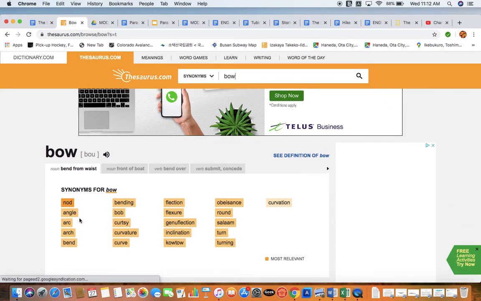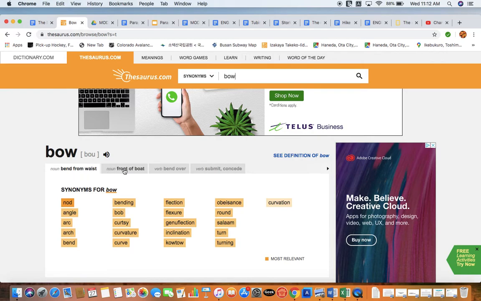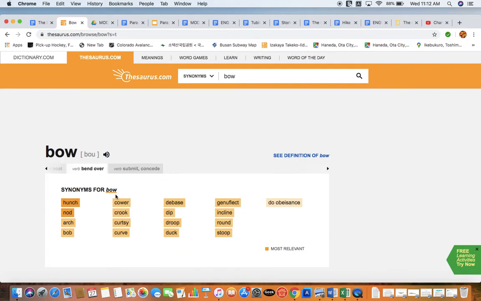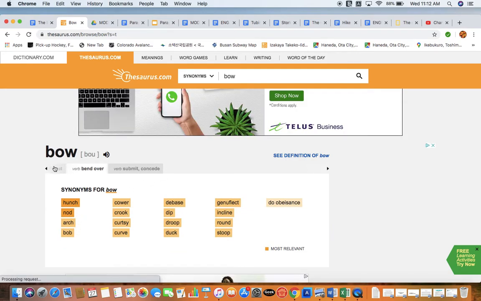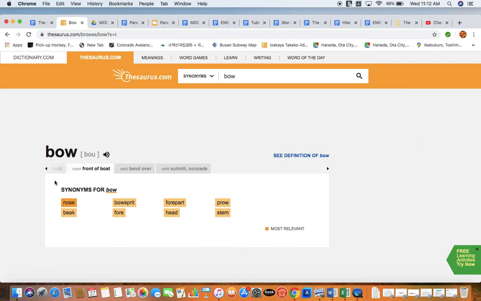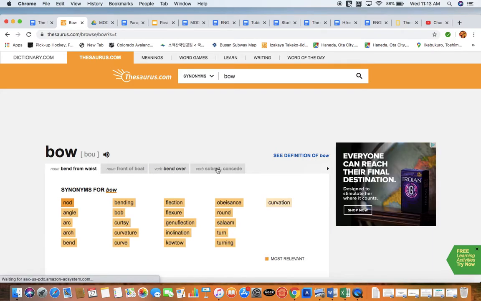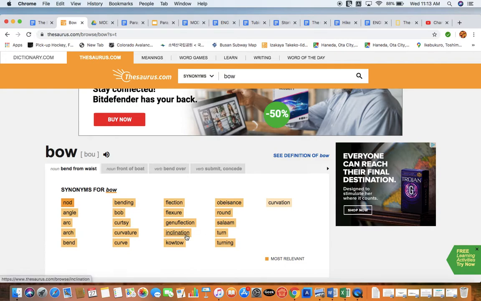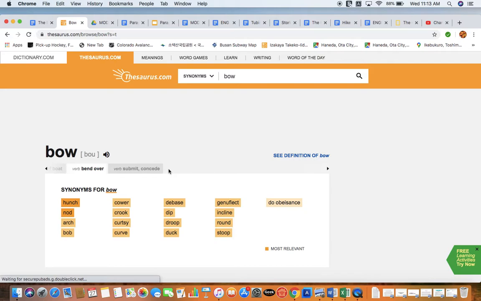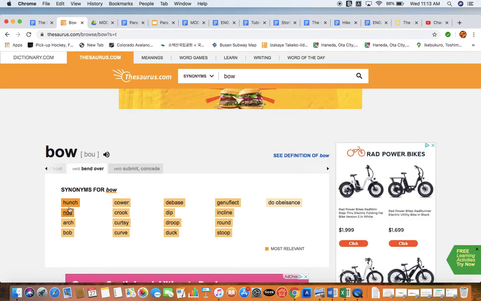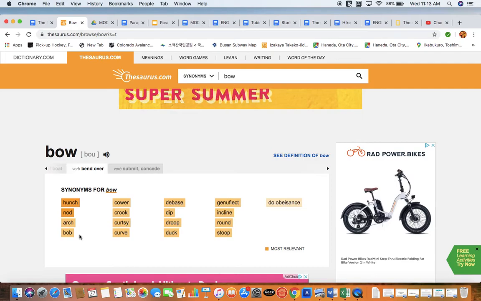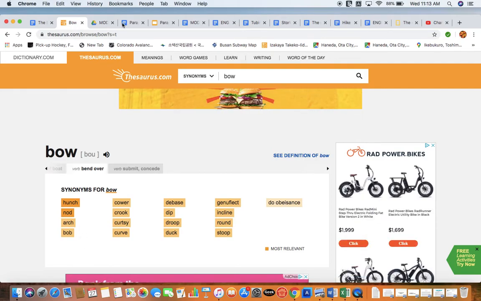So again, we try to find, so let's see here. And you can see what I'm doing there is that there are some possible different definitions here. So you have to kind of make sure you're finding the right one. So I actually think that bend over the verb, because I'm using it as a verb, would be more correct, right? Okay, good.